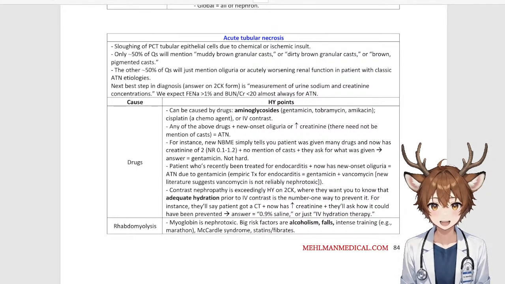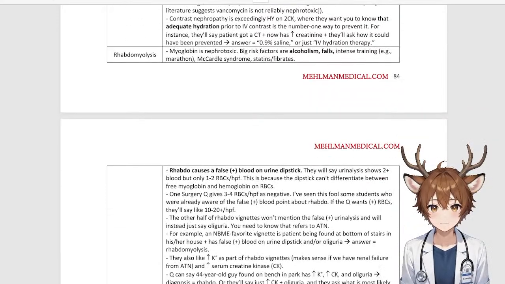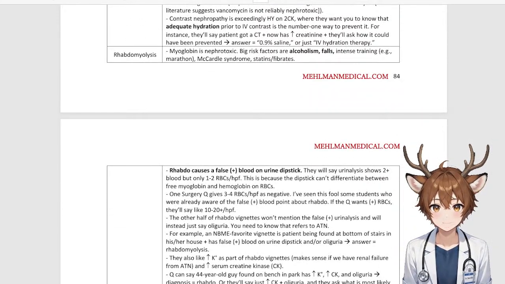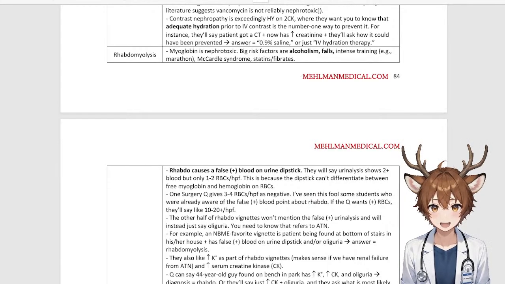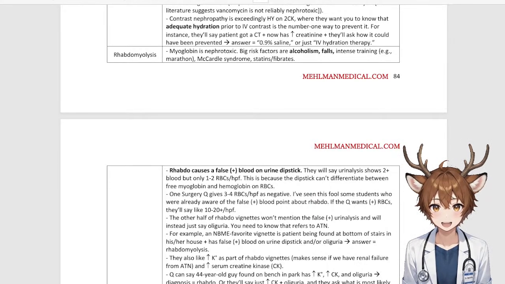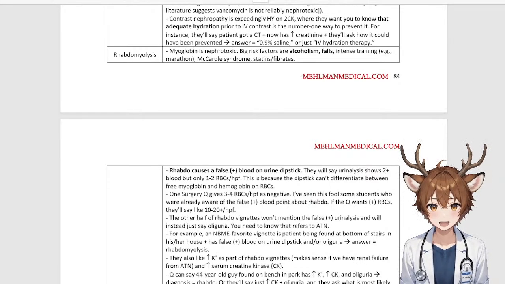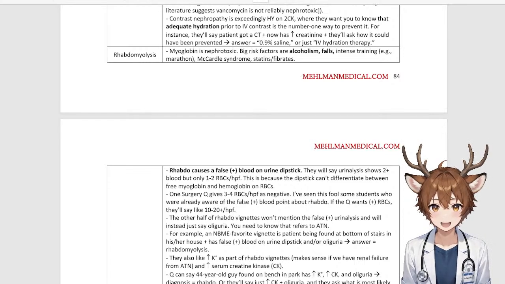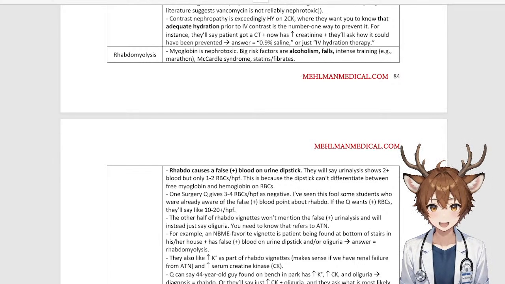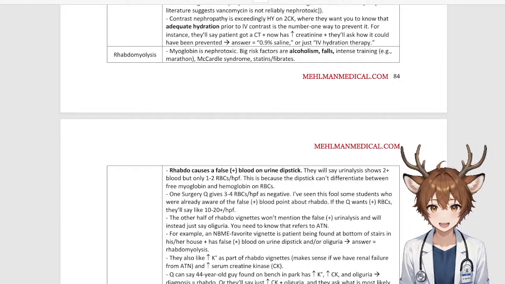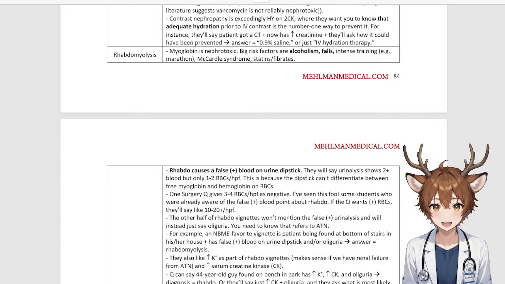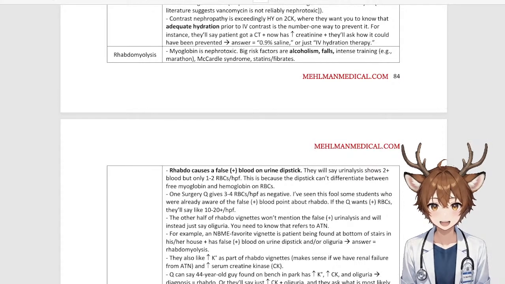What's another cause for ATN? Rhabdomyolysis. Myoglobin is nephrotoxic. Big risk factors are alcoholism, falls, intense training, for example marathon, McArdle syndrome, statins, and fibrates. Rhabdo causes a false positive blood on urine dipstick. They will say the urinalysis shows 2+ blood, but only 1 to 2 RBCs/HPF. This is because the dipstick can't differentiate between free myoglobin and hemoglobin in RBCs.